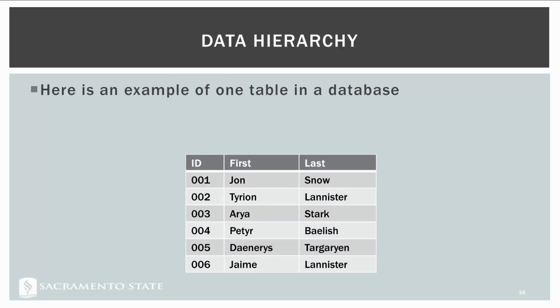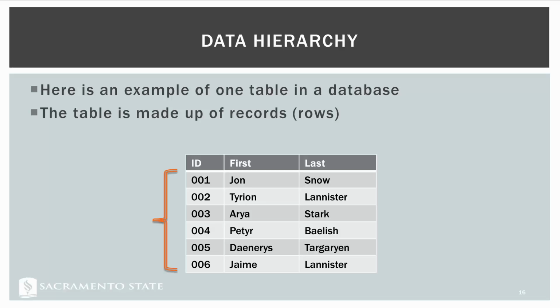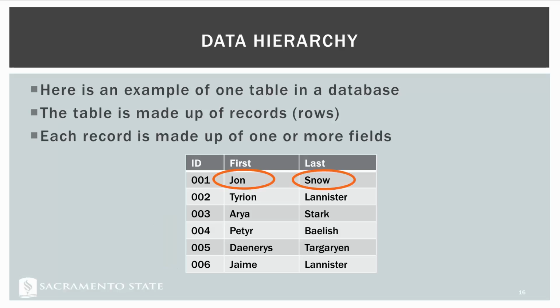So let's look at an example of this. Here is a simple table in a database. Some of the same characters as before. So this table is made up of many records. Now, records correspond with rows, like in an Excel spreadsheet. We call them records when we're talking about a database. So this one has how many records? 6 records. And each of those records is made up of one or more fields. In this table, for example, there are 3 fields: the ID field, the first field, and the last field.